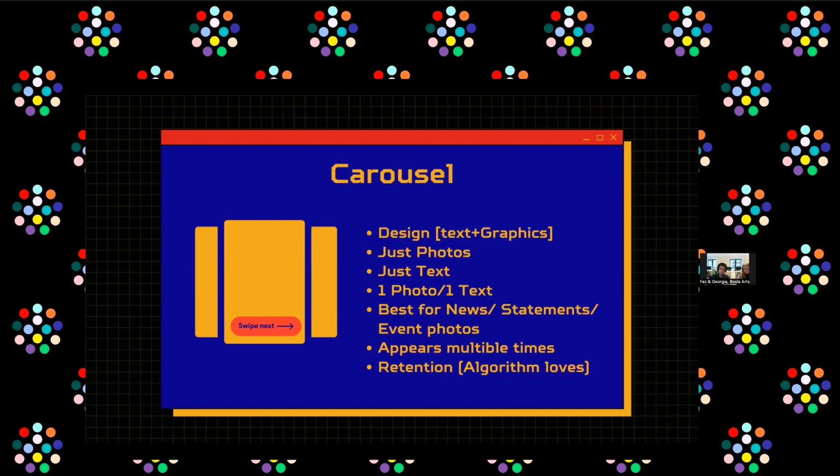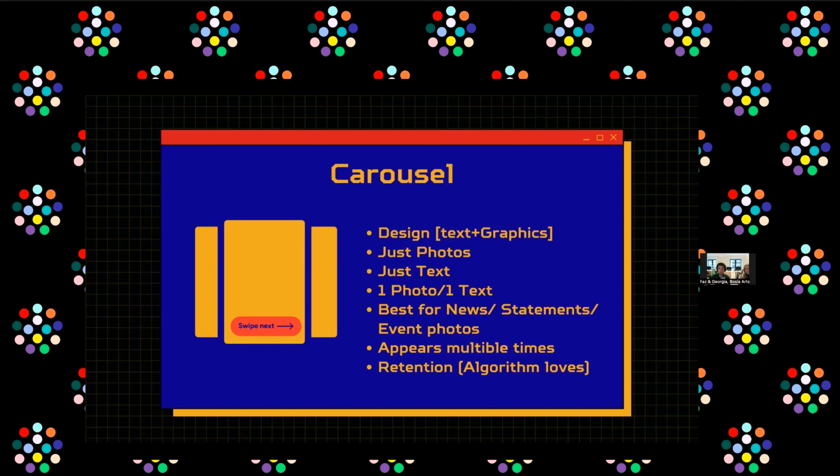What is this best for? I would say best for news. If it's something that has to do with current affairs that you're interacting with as an organization, you can just make a carousel of the news itself. If it's news about you specifically, that would work really well.